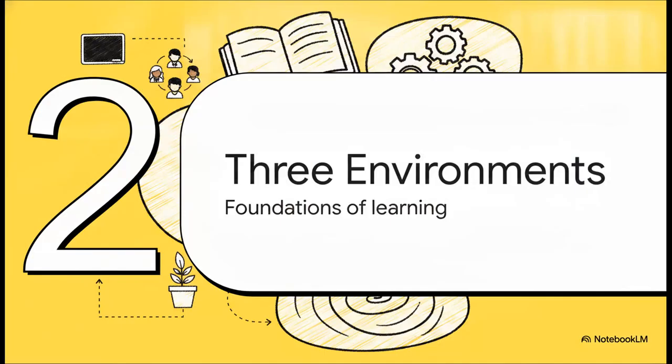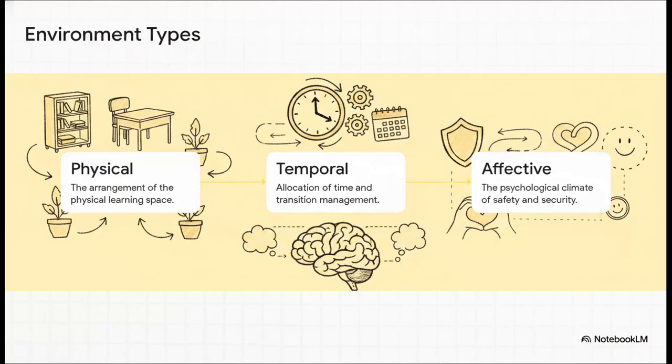Moving right along to Section 2. Three classroom environments. These are the absolute foundations of learning. We can break down the foundational setup of your classroom into three completely distinct pillars. First up is the physical environment, literally how your physical space is arranged. Second is the temporal environment, which deals with how you allocate time and seamlessly manage those tricky transitions between subjects. And third is the affective environment, referring to the psychological climate of safety and security that's created by you, the teacher.